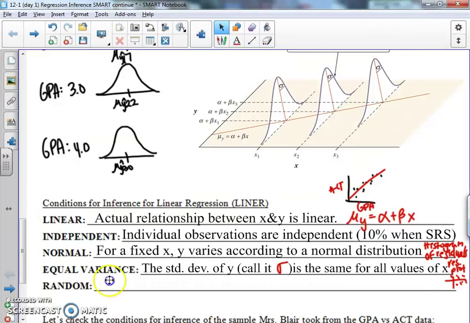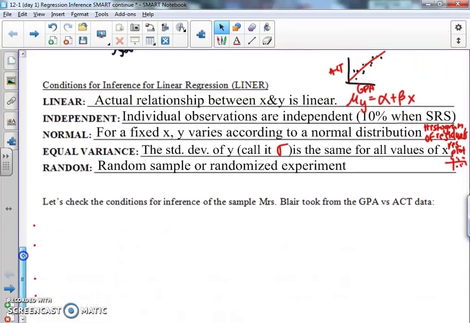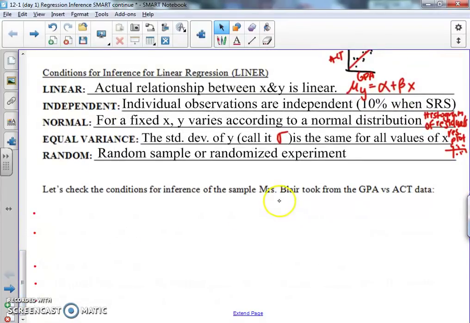And then the last one is an important condition. We've always had this condition, a random sample. We need to make sure that there's a random sample or a randomized experiment when we're collecting our data. So when we're doing these tests, we now have 5 conditions we have to meet when we're dealing with regression. So let me go ahead and show you what it looks like for the example where Mrs. Blair took from GPA versus ACT.